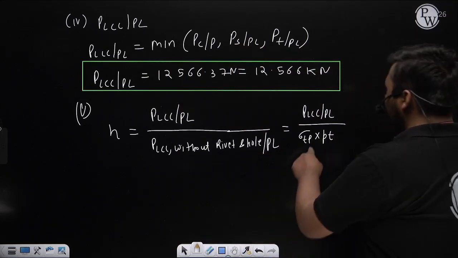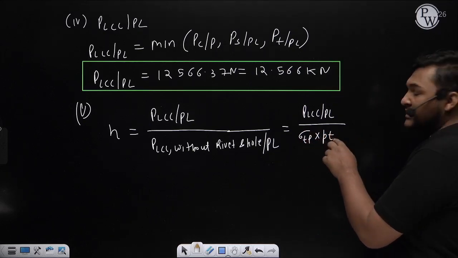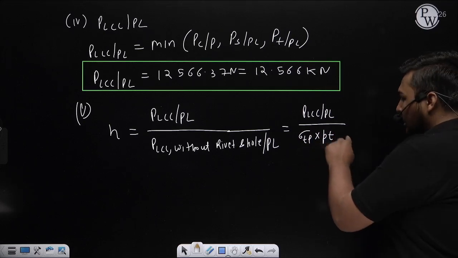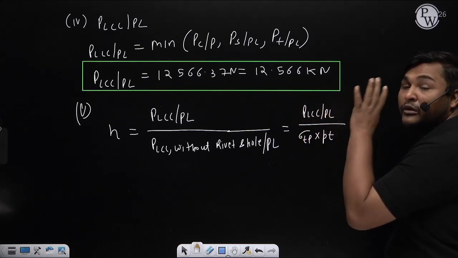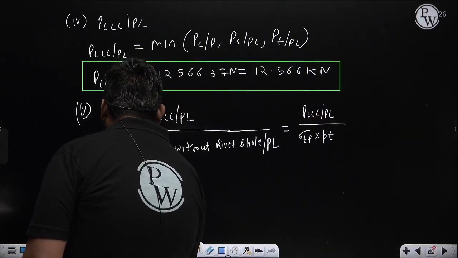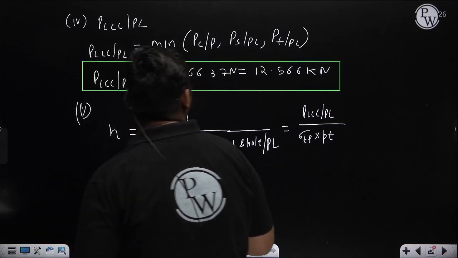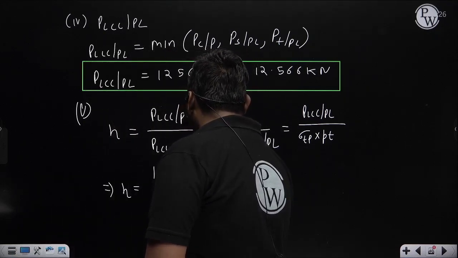Now if we are taking sigma_t in megapascal or newton per mm square, and we are putting the values of p and t in mm, this product is in mm square, so the below term will come in newton, and since the below term is coming in newton, put the value of the above term also in newton. Because the unit of both above and below terms should be the same. So for efficiency, the actual load capacity per pitch length in newton is 12566.37 newton.